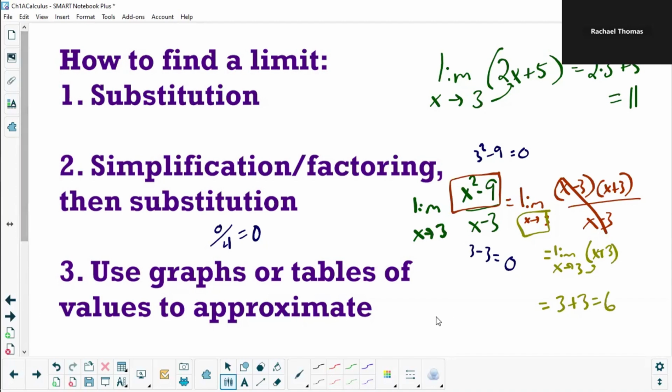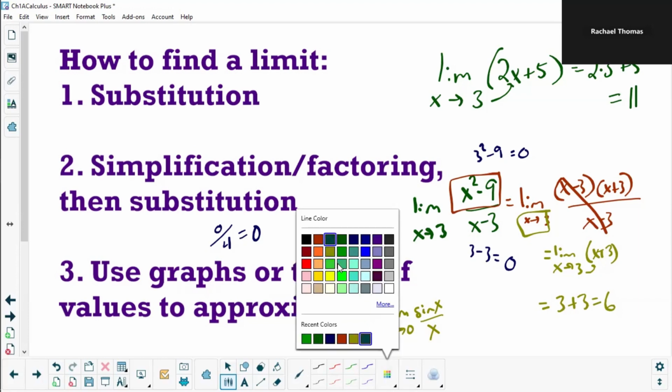Now, the last thing that could happen is that maybe we're given an expression that can't be simplified. If I asked you to find the limit as x goes to 0 of sine x over x, I can't plug in. If I plug in, I get 0 on the top and 0 on the bottom. 0 over 0 is quintessentially bad, so I can't do that. There's no algebraic simplification because sine x is not an algebraic function. This is a transcendental function. So I can't factor anything out. I can't cancel anything, and I need to do something else. And that's where we're going to use graphs or tables of values to approximate. And let's check out a few examples of all of these things.